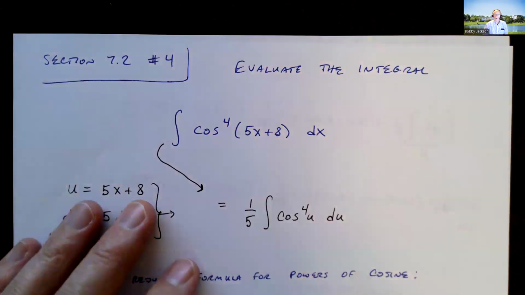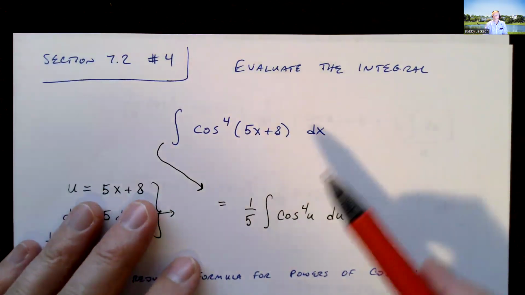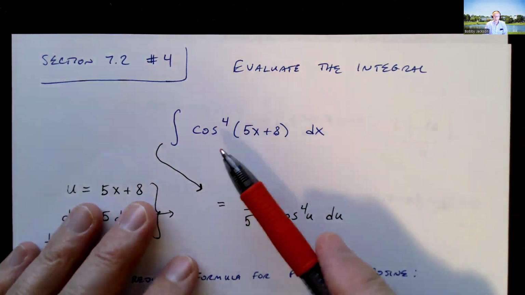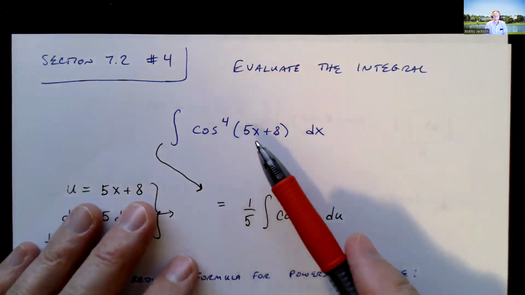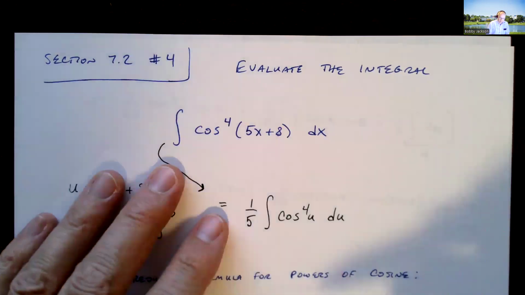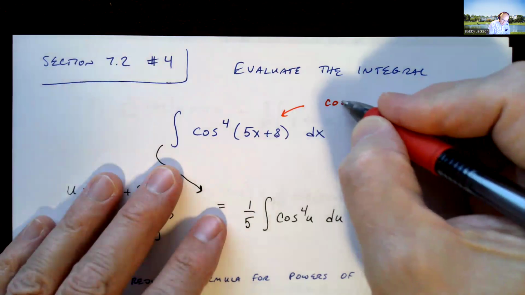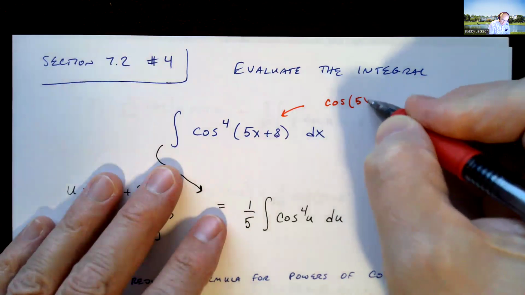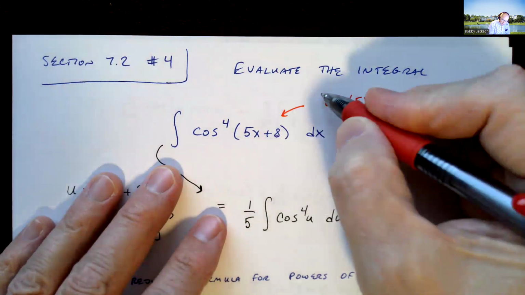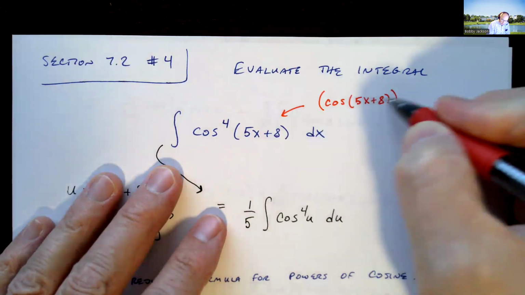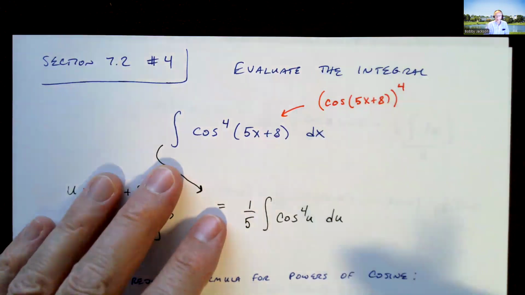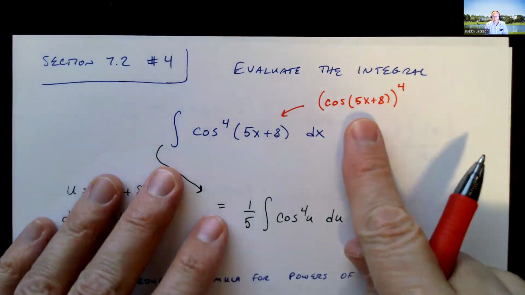Hey everyone, let's look at number 4 in section 7.2. We're going to evaluate this integral, which is cosine of 5x plus 8 to the fourth power. Remember, when we see this, it really means cosine of 5x plus 8, and then that output is raised to the fourth power, multiplied by itself 4 times.